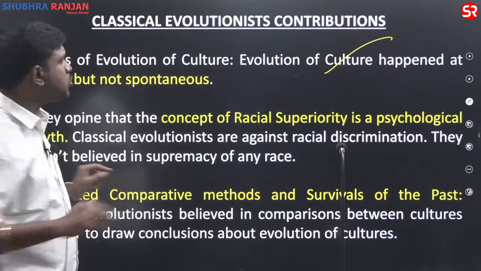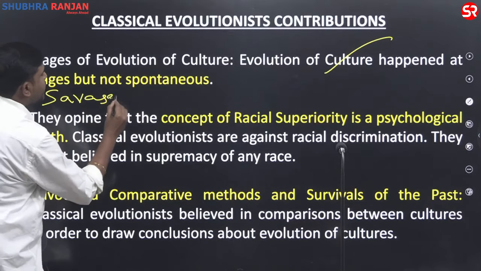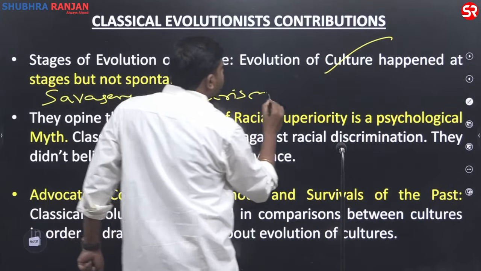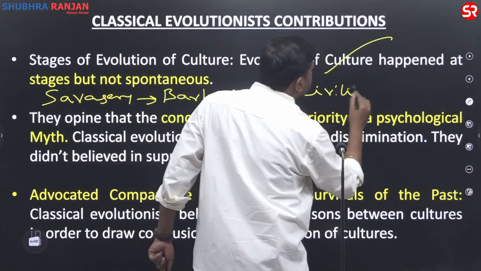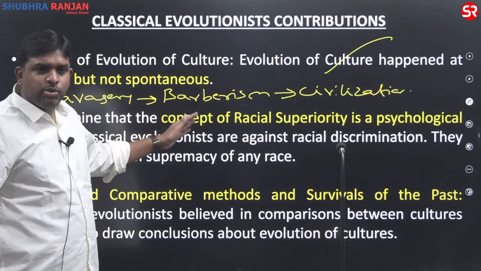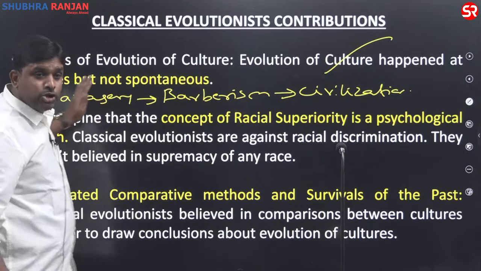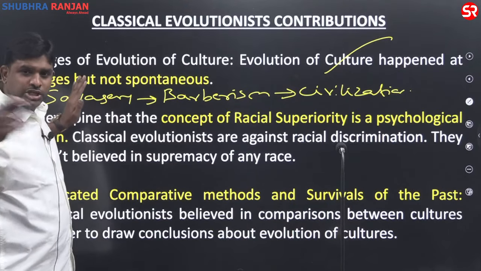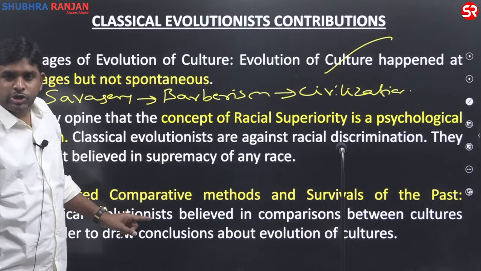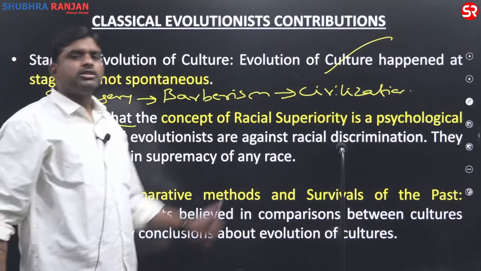And they gave the stages also, that is called savagery to barbarism to civilization. So, the first stage was what? Savagery. And the second stage is what? Barbarism. And the last stage is called what? Civilization. So, evolution is not spontaneous. Evolution is stage after stage. So, three people believed the same. Hence, that is the provision of classical evolutionism. What is the second provision?